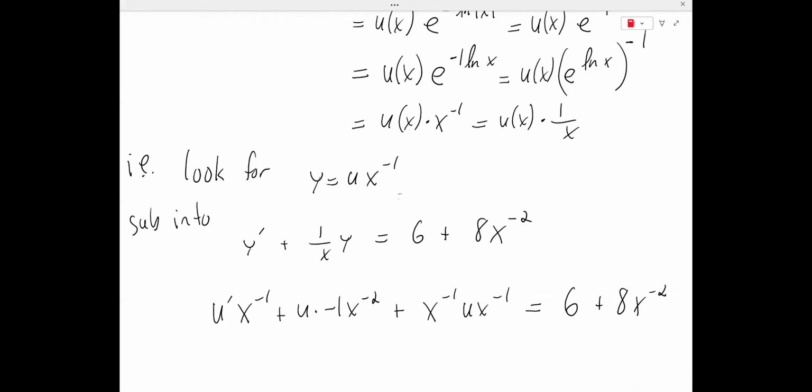Now the thing that will always happen here, if you do this correctly, is that you see how these guys cancel. If you look at this right here, this is u x to the negative second, and then you have the negative of it over here. These two actually cancel, so those will cancel.